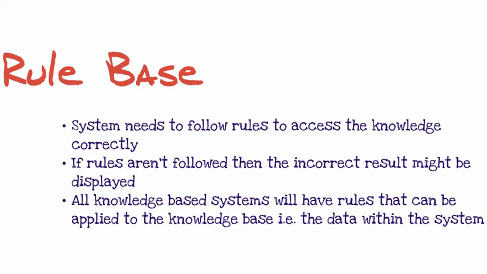The next one is the rule base. For us to be able to do anything with that knowledge, we need to have a set of rules. So the system needs to follow rules to access the knowledge correctly. If rules aren't followed, then the incorrect result might be displayed. All the knowledge-based systems will have rules that can be applied to the knowledge base, i.e. the data within the system. So rules will be applied to the data that is in the system. As we saw before, when we do the questions, rules are applied and then it narrows it down.